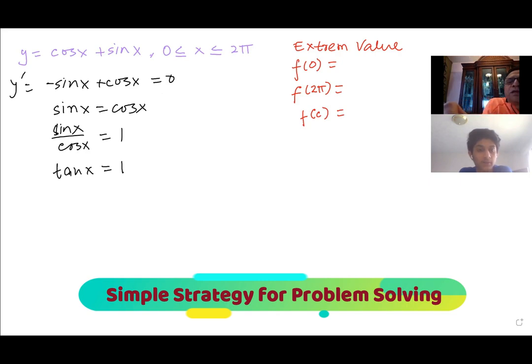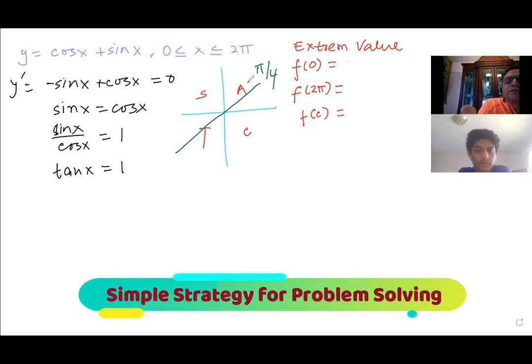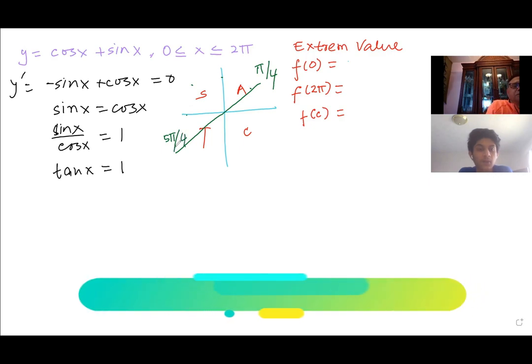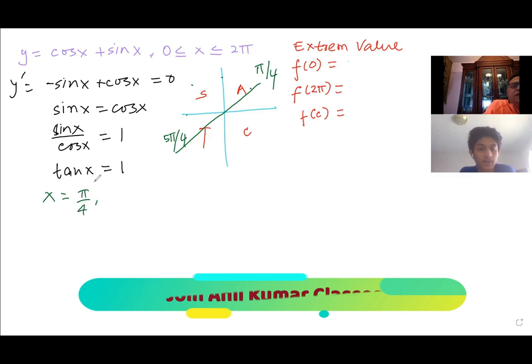0 to 2 pi means that tan will be positive 1 in quadrant 1. You know the CAST rule, right? Yes, sir. And therefore, we have the solution that is going to be pi by 4, and in the third quadrant, pi plus pi by 4, which is 5 pi by 4, correct? Oh, okay. So x equals pi by 4. Yeah, and also 5 pi by 4, correct? Correct. So there are two critical numbers.